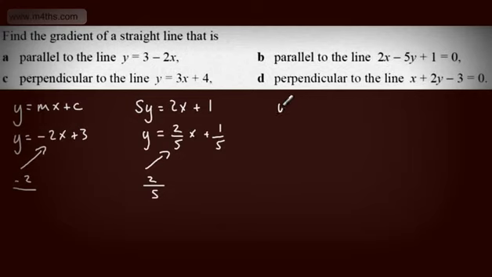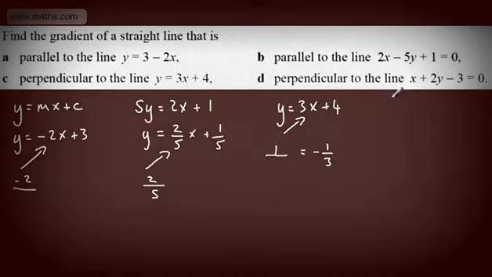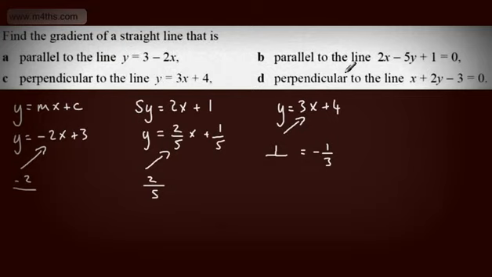So this is in the correct form, y is equal to 3x plus 4. We can see now that the gradient is positive 3, therefore the perpendicular, and we can use the notation for perpendicular like so, is going to be equal to minus 1/3. All this is the negative reciprocal. This is 3 over 1, the perpendicular is minus 1/3. Okay, the next one, we want the perpendicular to the line x plus 2y minus 3 is equal to 0.